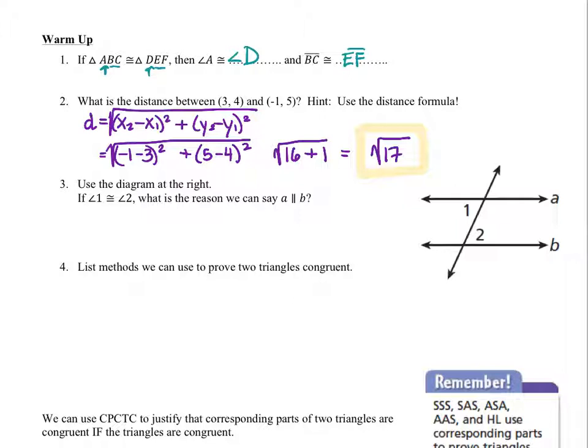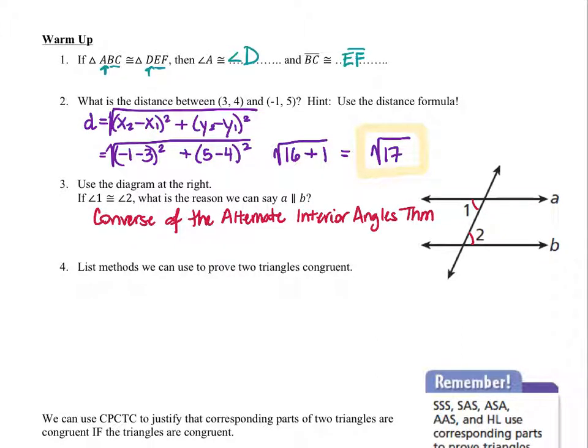Question number 3 says use the diagram at the right. If angle 1 is congruent to angle 2, what is the reason that we can say that line A is parallel to line B? Well, we know that when we have the conclusion of two lines being parallel, it's going to be one of those converse theorems. In this case, we have alternate interior angles, so the reason that we can say that is the converse of the alternate interior angles theorem.